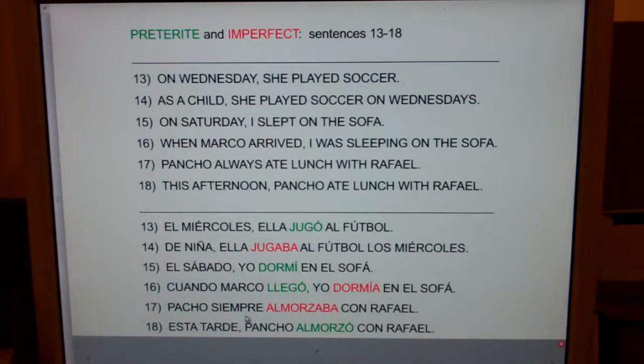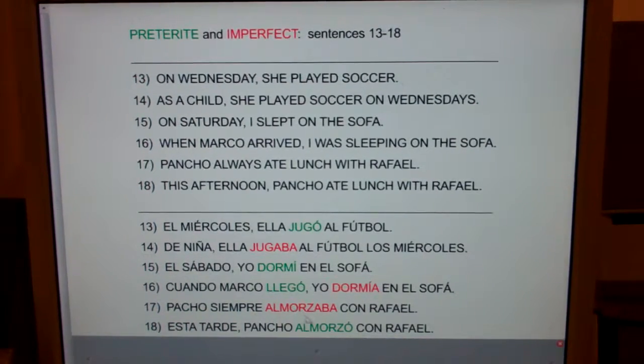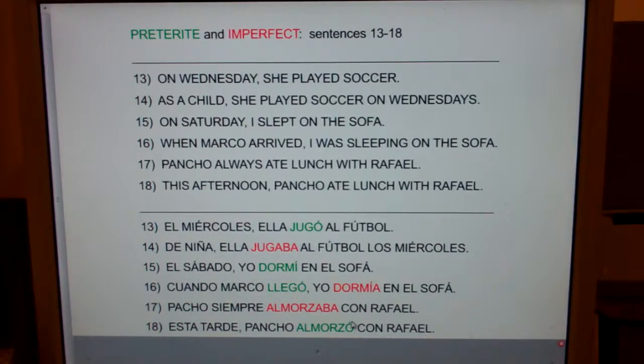So anytime you see always, you know it's going to be imperfect. Because remember, describing is always imperfect. ING is always imperfect. And repeated is always imperfect. And finally, this afternoon, Pancho ate lunch with Rafael. Now, if he ate lunch one time, it ends in one letter. Because remember that chant. If it ends with an E, it was done by me once. If it ends in an O, it was done by Joe once. All right. This has been Preterite and Imperfect Sentences 13 through 18.